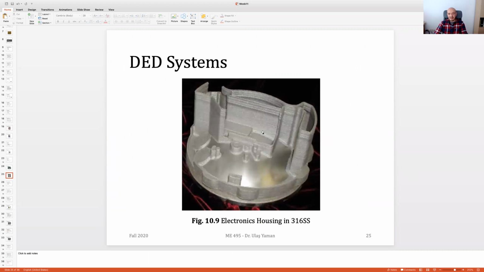Can you name me any other manufacturing process that we can manufacture such a piece?